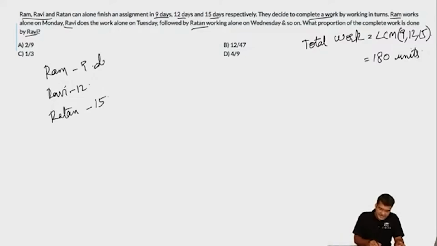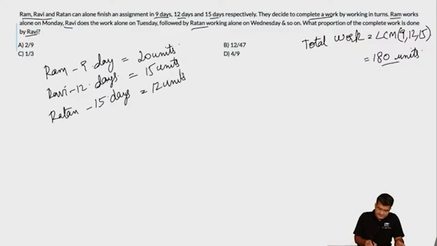Ram will take 9 days to finish this job. So every day he does 180 divided by 9, which is equal to 20 units of work. Similarly, Ravi takes 12 days to finish 180 units. So every day he does 15 units of work. Similarly, Ratan takes 15 days to finish this job. So every day he does 12 units of work.